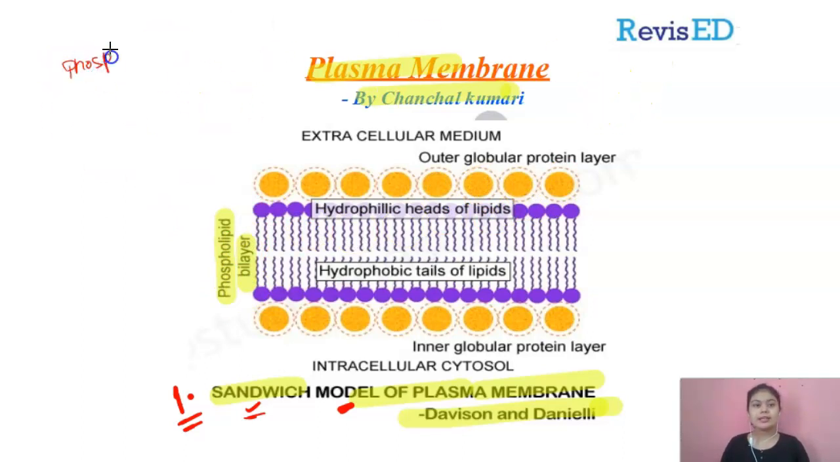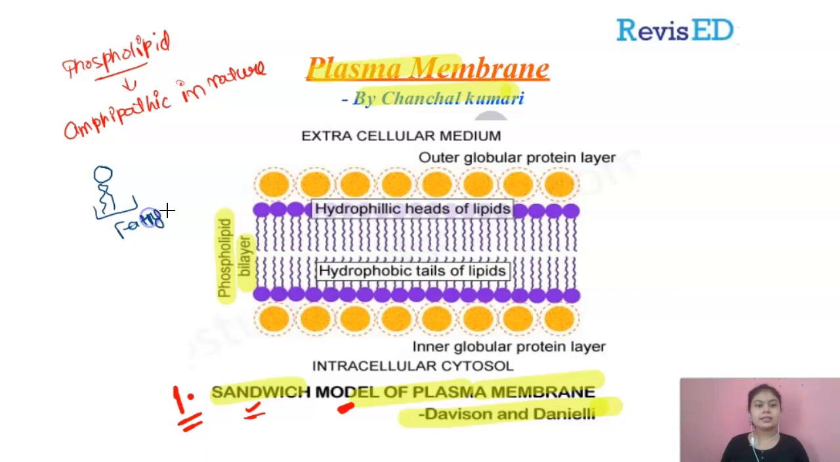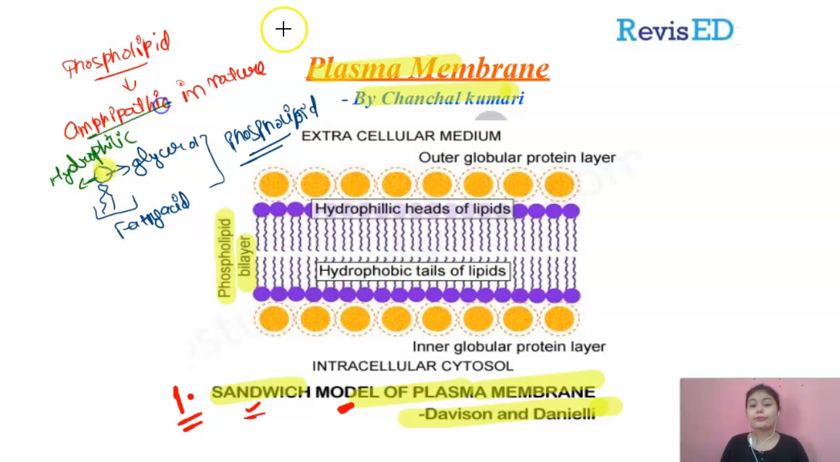A typical phospholipid molecule is amphipathic in nature. What does it mean? It means it consists of two types of nature. Here it consists of a head and a tail. The tail is made up of a fatty acid chain, and the head is made up of glycerol. Our head, which is made up of glycerol, is hydrophilic.